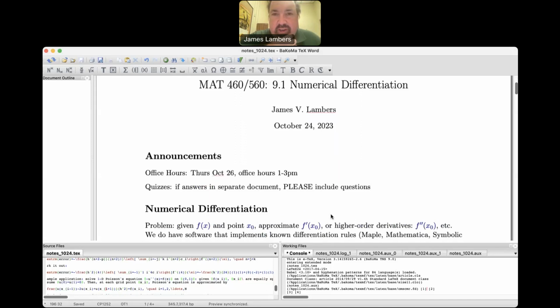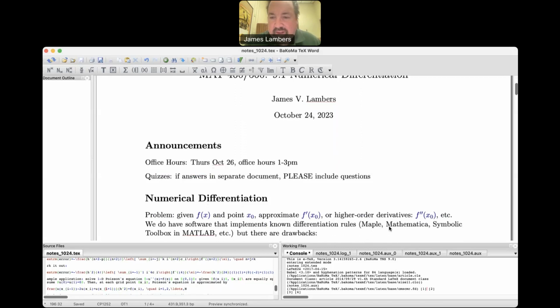Now, how you normally compute derivatives is, of course, using all of the differentiation rules that you learned in Calculus 1: power rule, product rule, quotient rule, chain rule. And there are plenty of software packages that implement those kinds of differentiation rules, such as Maple or Mathematica, or the symbolic toolbox in MATLAB, which really is just an interface to Maple. But that isn't necessarily the most practical way to use technology to compute derivatives. And here are some reasons why.